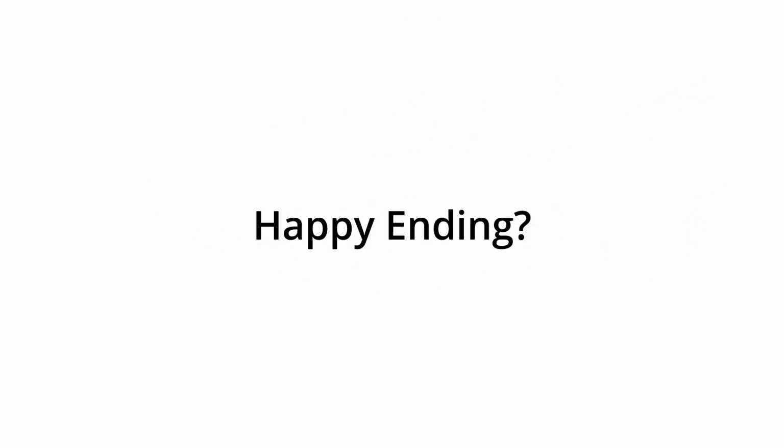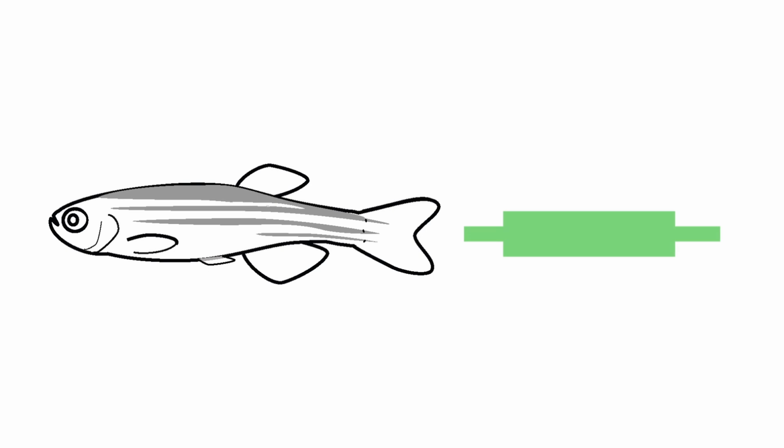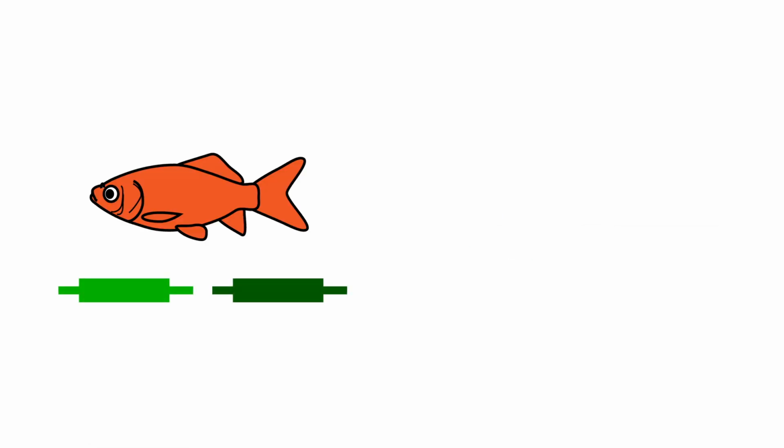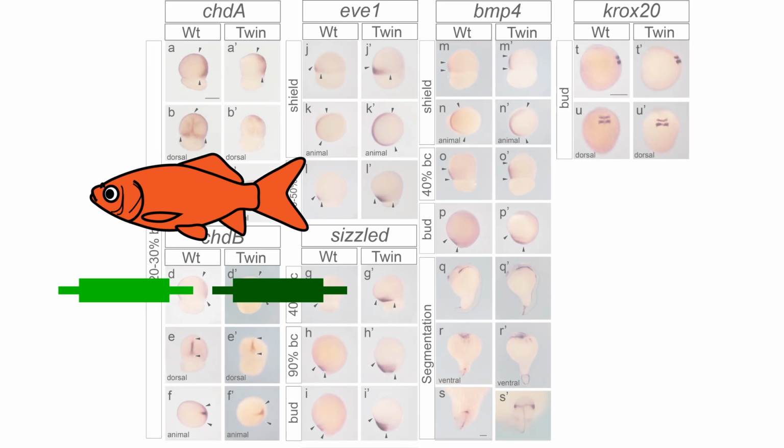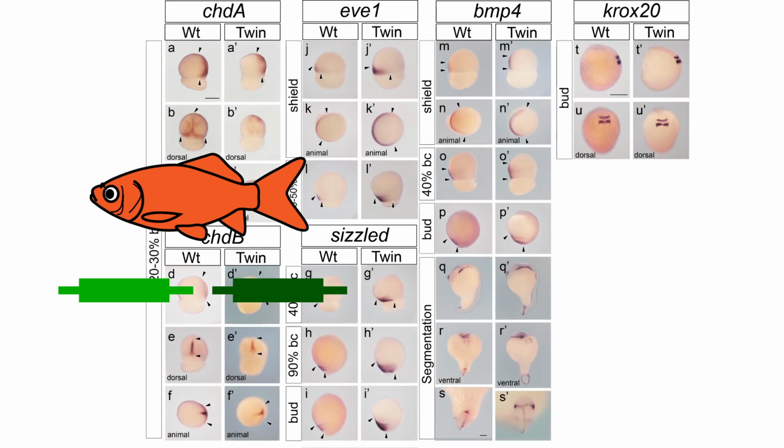A happy ending, right? Well, not quite. Doesn't something seem strange? When the coding gene is disrupted in zebrafish, most of them die. So why can goldfish survive with a defective coding gene? To uncover this mystery, we need to understand two things. These two coding genes originated from a common ancestor, but their expression patterns seem to have diverged.